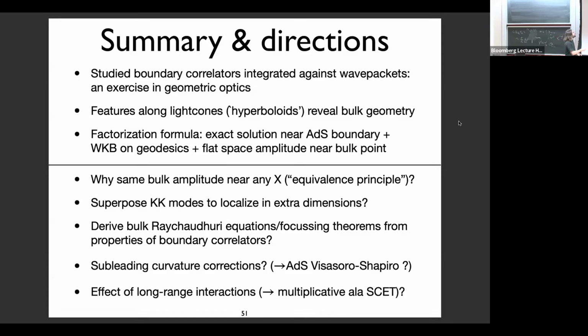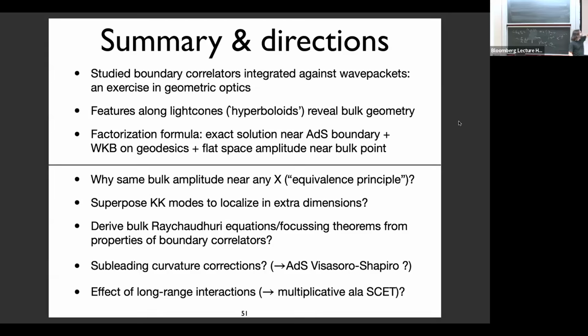The concrete result of this paper is a factorization formula that combines the exact solution of the wave equation near the AdS boundary, the WKB approximation on geodesics, and a flat space scattering amplitude. We combine all these ingredients into one formula. And I think there's a very interesting question that we're hoping to answer with this.